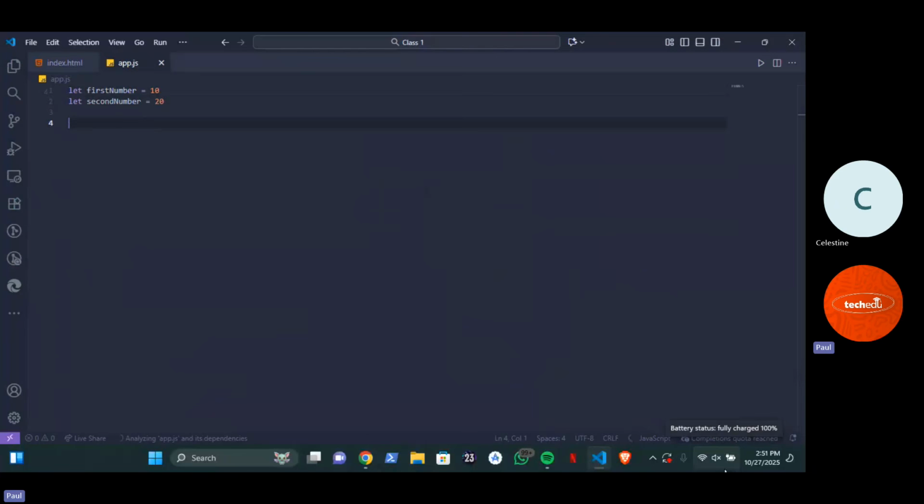If second number is greater than first number, what do we want to print? Second is greater than first. If first is greater than second, what do we want to print? First is greater than second. So how do we do that? We use a conditional statement, your if and else block.